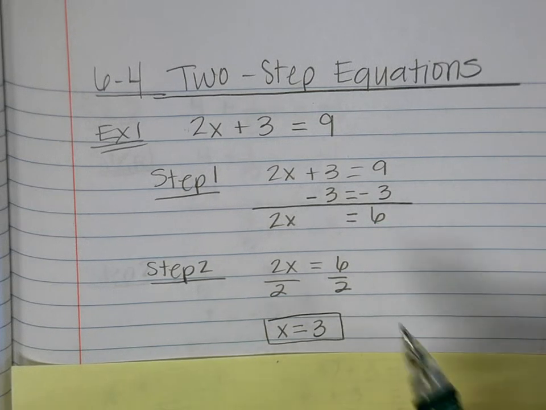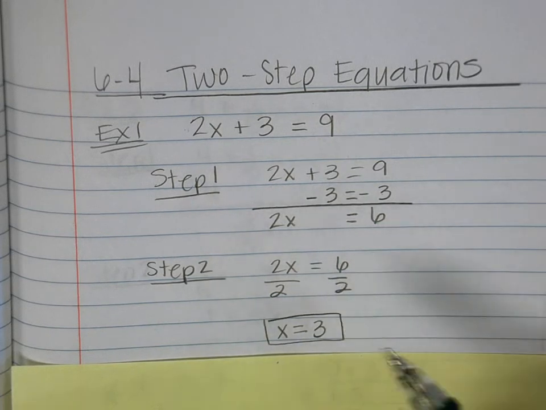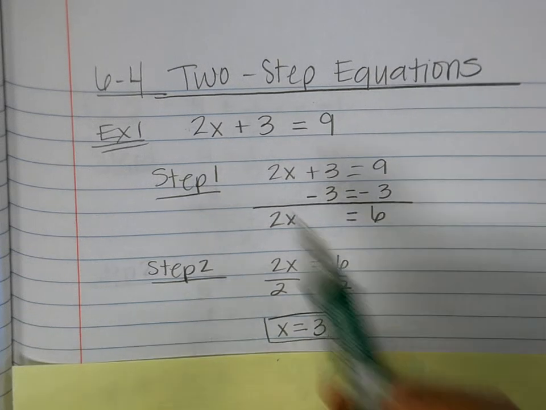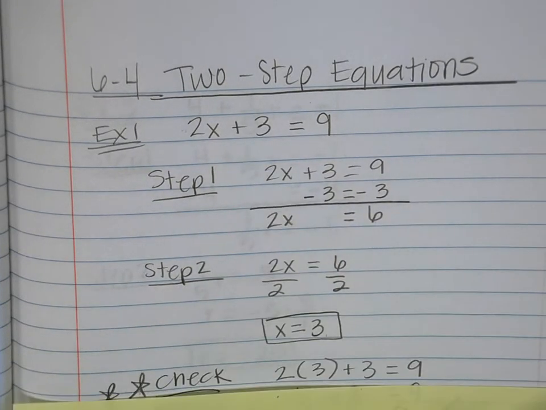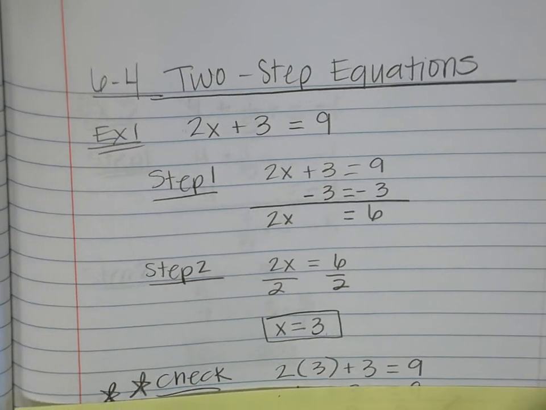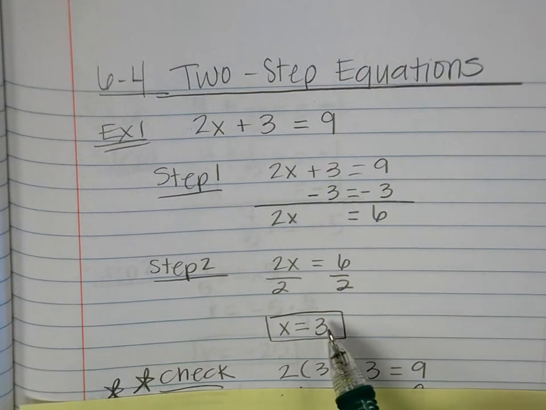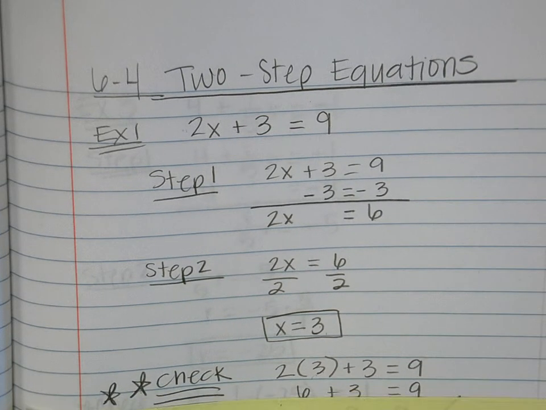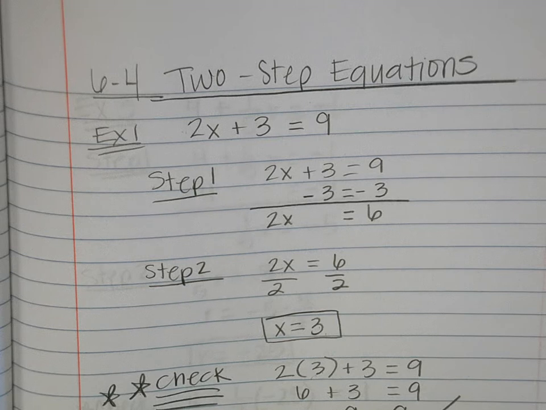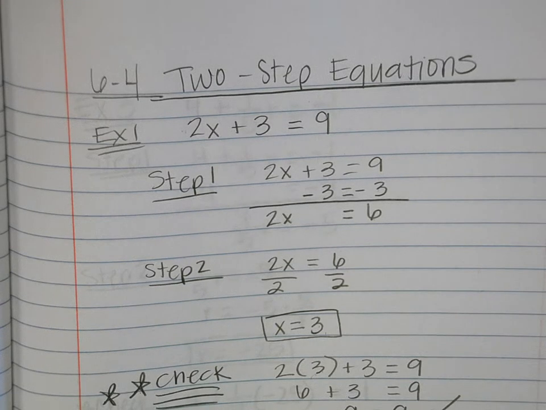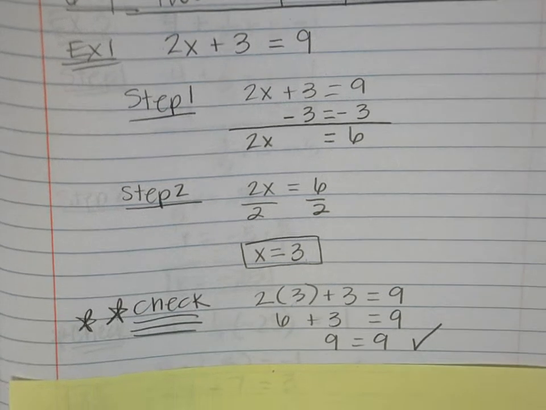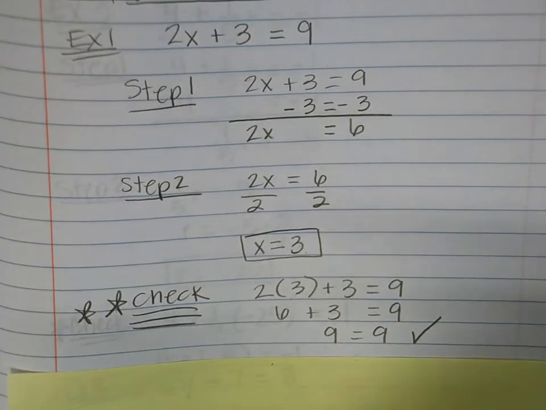Now, do you think you should be done at this point? No, because if you want to get 100%, all you have to do is take that 3 and plug it back in. Okay, so you should always check your work, especially as it gets more challenging. So if I plug 3 back in for x, then I can say 2 times 3 is 6, right? Plus 3, and that does equal 9. Okay. So you should always check your answers.